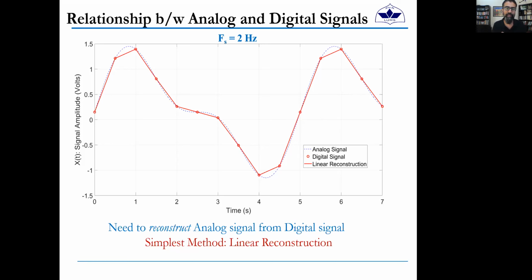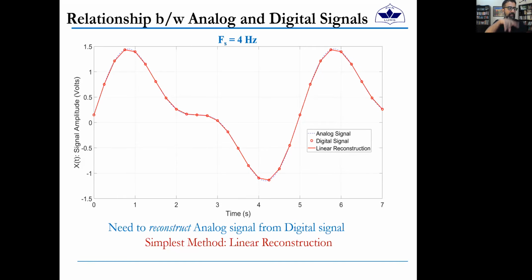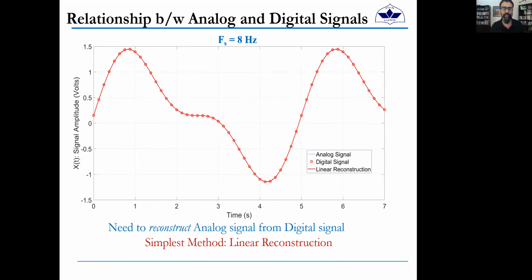Yes, it does. So if I increase to 4 hertz and then connect the dot to dot, once again, this is the linear reconstruction, and it's clearly visible that this dot to dot reconstruction is quite close to what the original analog signal was. And I can increase this even further. Let's do it at 8 hertz. And at least visually speaking, this linear reconstruction method that we've devised on our own has given us a very good approximation to the original analog signal.